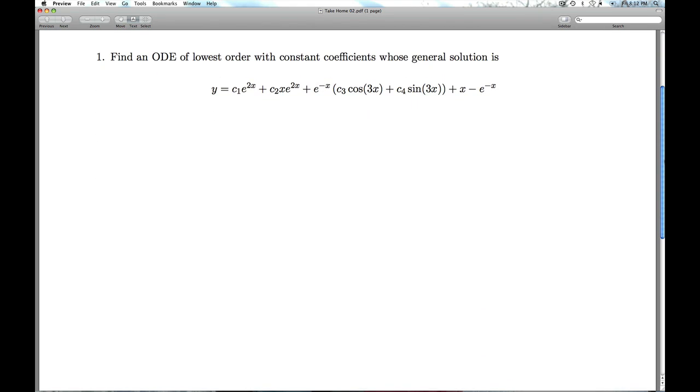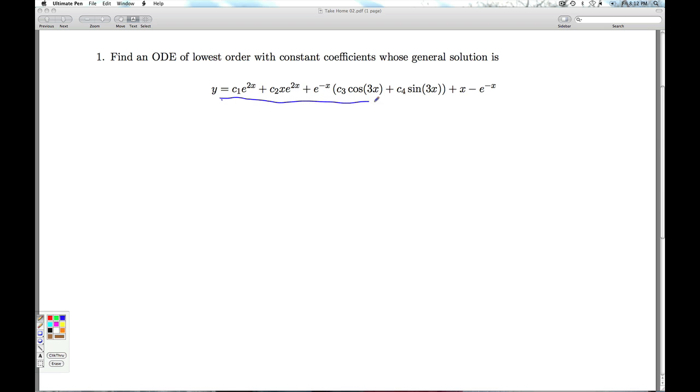We're turning the tables a bit. Instead of me giving you a differential equation to solve, I'm asking you to find a differential equation where this is the general solution. So we have to sort of rethink our process, sort of undo our thinking process when we solve DiffyQs.